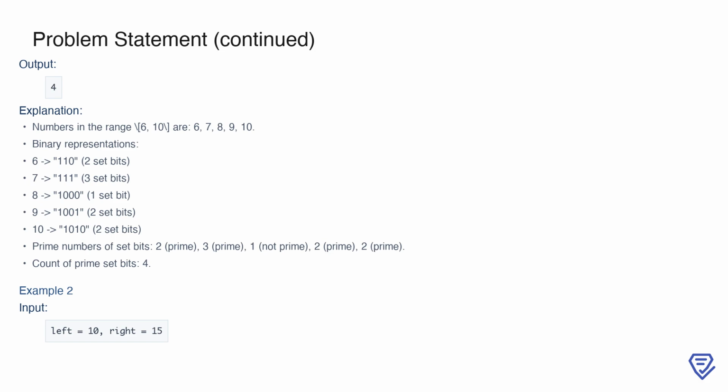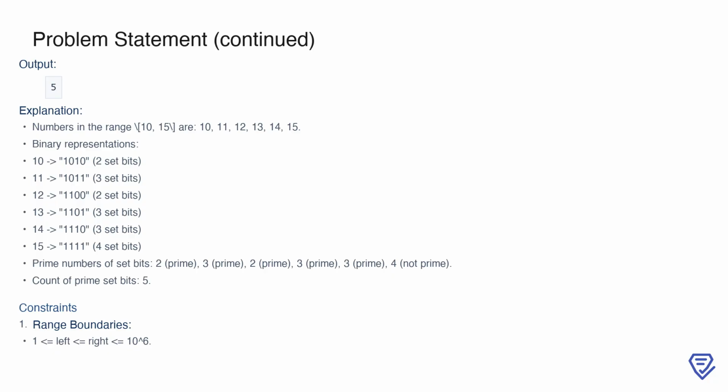Next, we check whether the number of set bits is a prime number. Here, 2 and 3 are prime, but 1 is not. Counting the numbers with prime set bits, we find that there are 4 such numbers, 6, 7, 9, and 10. So, the output for this example is 4.